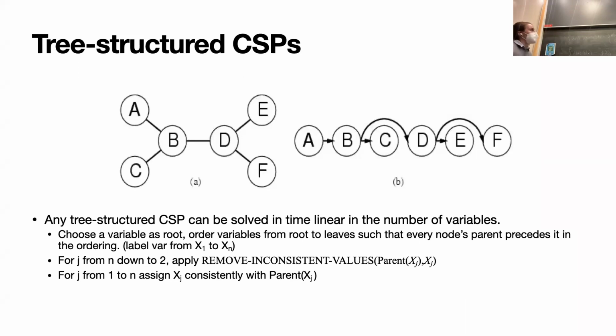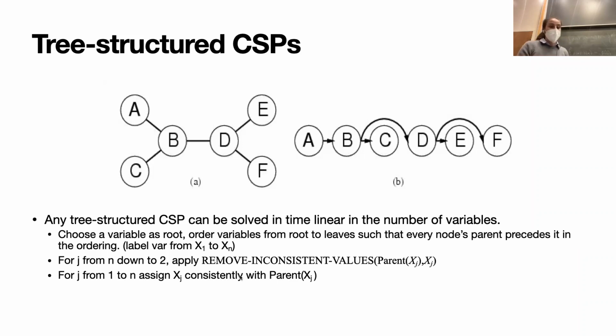So let's talk a little bit about what that looks like. Any tree-structured constraint satisfaction problem can be solved in time linear in the number of variables. How does this work? Well, you choose a variable as your root. You order the variables from root to leaves such that every node's parent precedes it in the ordering, and you label the variables x1 to xn. Okay, it's sort of shown here. And then for j from n down to 2, you apply the removing of inconsistent values that we saw before for the parent to the child. And then for j from 1 to n, we assign x sub j consistently with its parent.